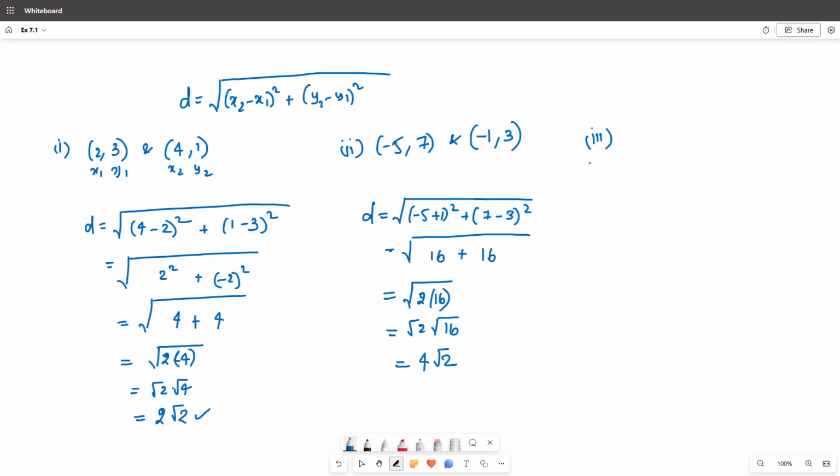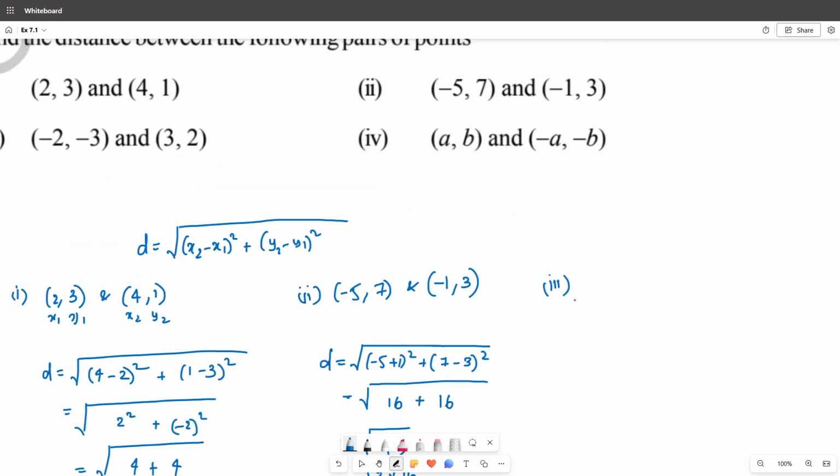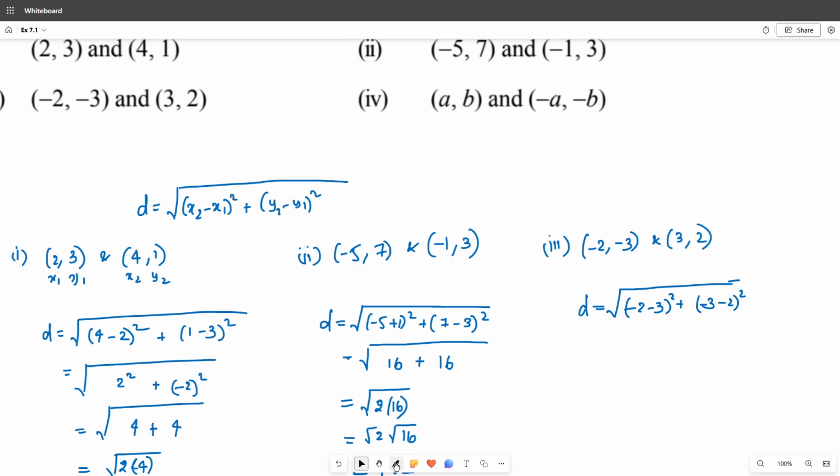Next, the third bit. What is the next pair of points? They are minus 2 comma minus 3 and 3 comma 2. So the distance will be under root (x2 minus x1, that is minus 2 minus 3) whole square plus (y2 minus y1, that is 2 minus minus 3) square. So we have minus 2 minus 3, it is minus 5. So minus 5 square is actually 25.